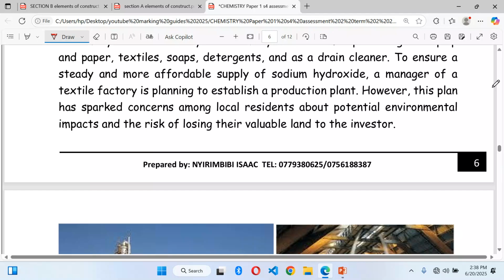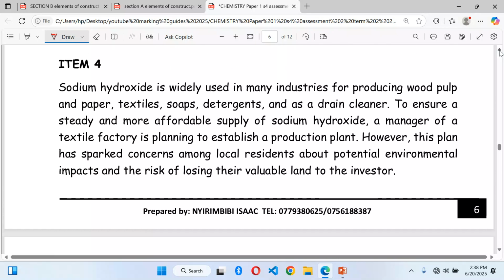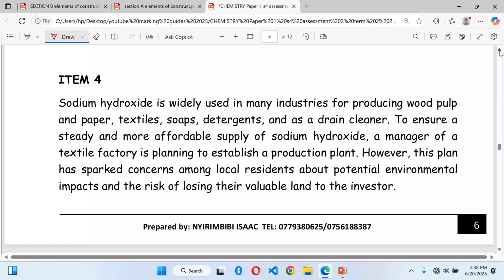We said item number 4 is still in the same element of construct. We're looking at the importance of the chemical processes in our day-to-day life. And the answering approach remains the same. So our main emphasis here is to read the scenario, understand what the scenario wants, what is the problem, which product they are missing or want to produce, and then we start on that.